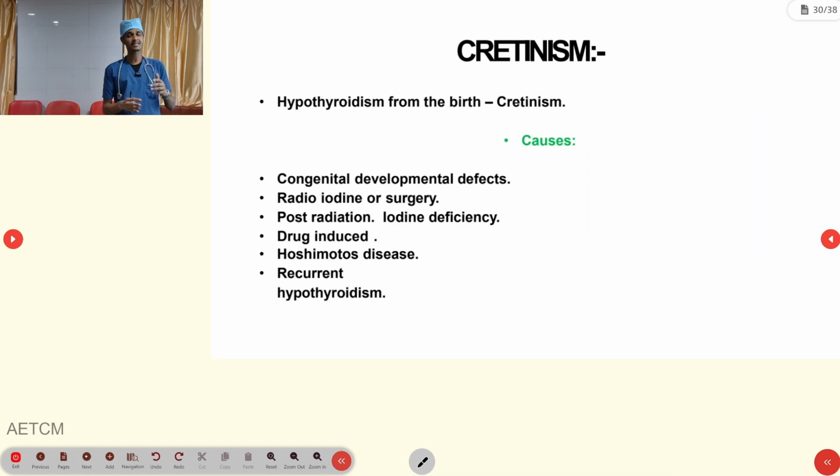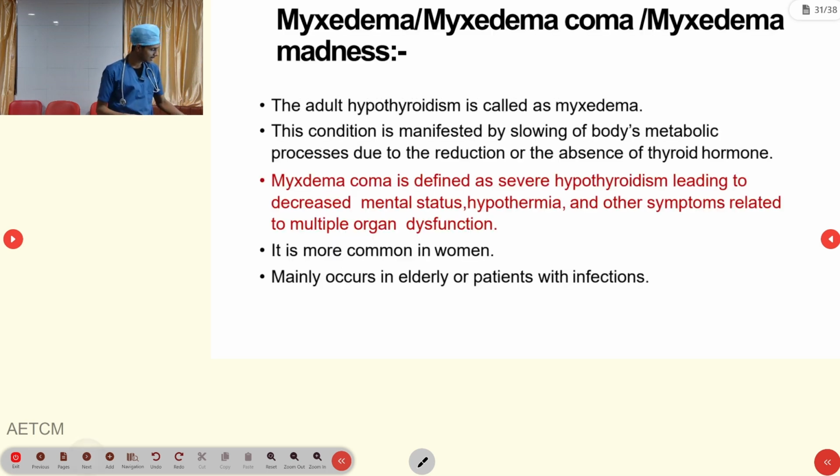Cretinism is hypothyroidism from birth. Regarding causes, here also Hashimoto's disease, iodine deficiency, or if the mother undergoes radiation therapy or takes anti-thyroid drugs, that can cause cretinism. And then myxedema coma, one of the important life-threatening emergencies we have to remember. Myxedema coma is defined as severe hypothyroidism leading to decreased mental status, hypothermia, and other symptoms related to multiple organ dysfunction.